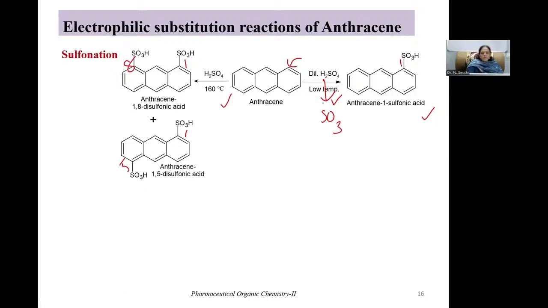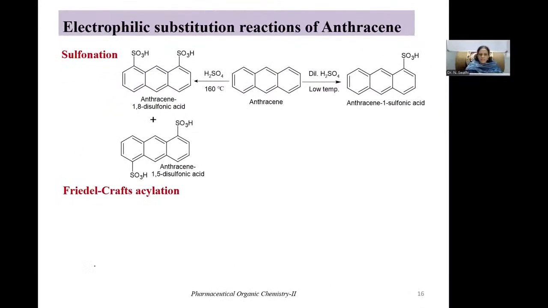This is how low temperature favors the sulfonation to occur at the first position in case of anthracene, while at high temperature, the incoming electrophile prefers to attack at the 1 and 5 or 1 and 8 positions. That means overall, if you see, alpha attack is predominant in case of the sulfonation reaction.